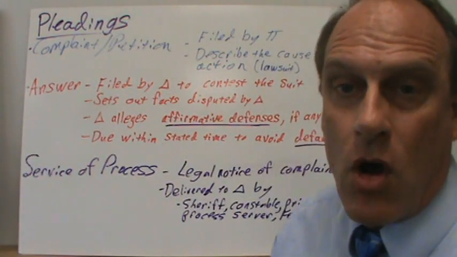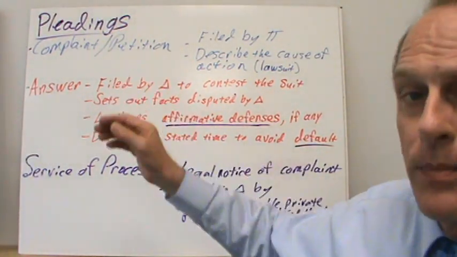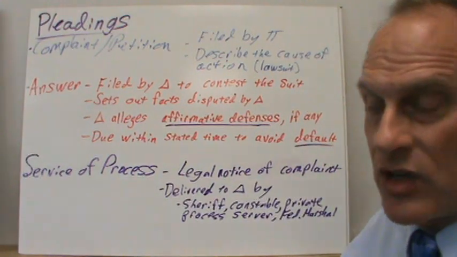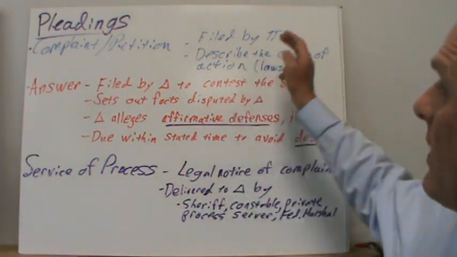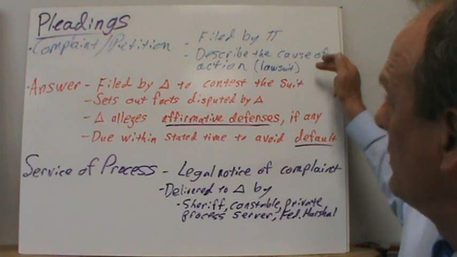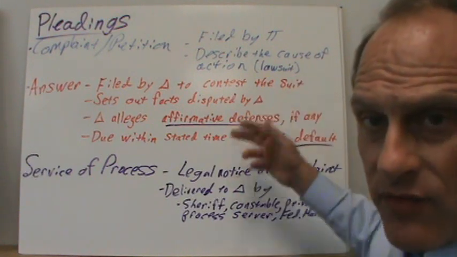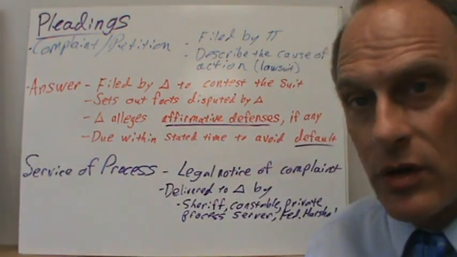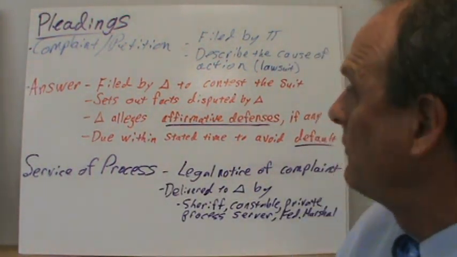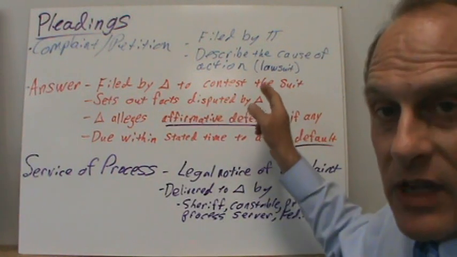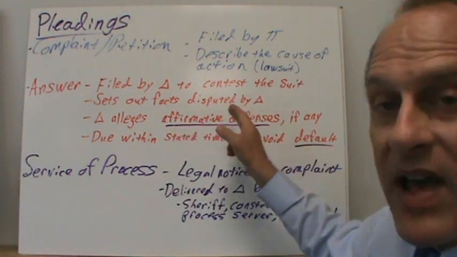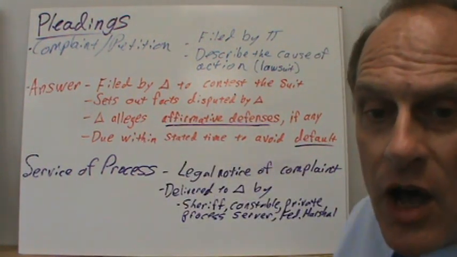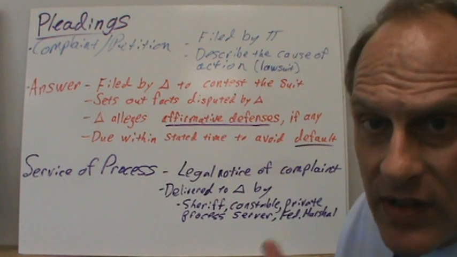We also have the term called pleadings. The plaintiff files a pleading called a complaint, or in Texas we call it a petition. It is filed by the plaintiff and describes the cause of action, which is another word for the lawsuit or the type of claim that we have. The defendant will file an answer to explain the defendant's point of view. It's filed by the defendant to contest the lawsuit. It sets out the facts that the defendant disputes. And if the defendant has any affirmative defenses, the defendant will point those out.